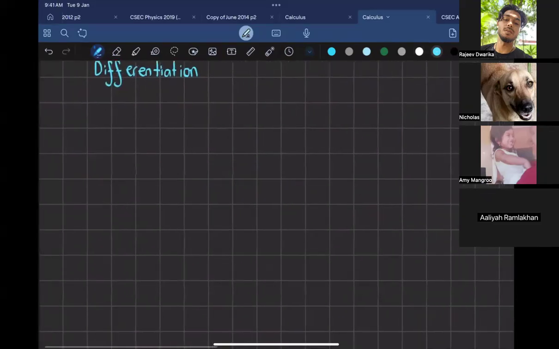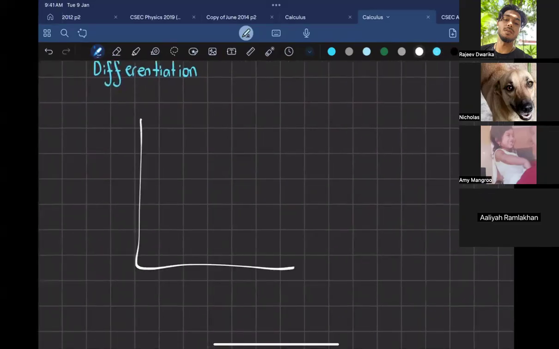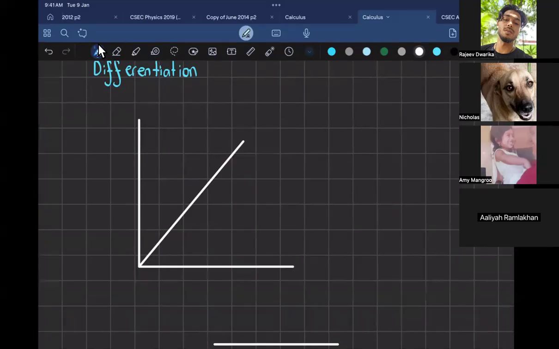All right, Aliyah, if I have a line, how would you find gradients? You have to read off your points. How many points? 2 points. Yeah, we just say I take this point and this point.